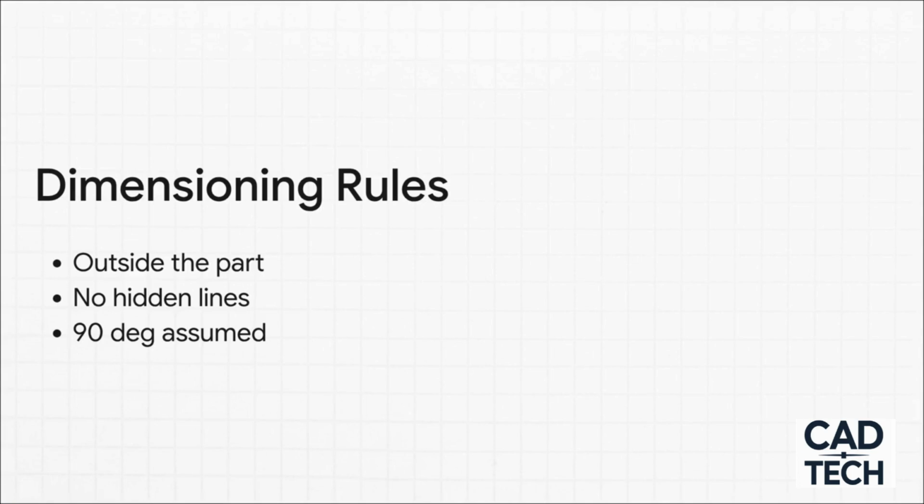Let's just rapid fire through some of these best practices. First off, dimensions should always sit outside the part's outline. You never want to cram them inside where it gets messy. Second, you should never ever dimension to a dashed hidden line. If a feature is that important, cut it open with a sectional view.